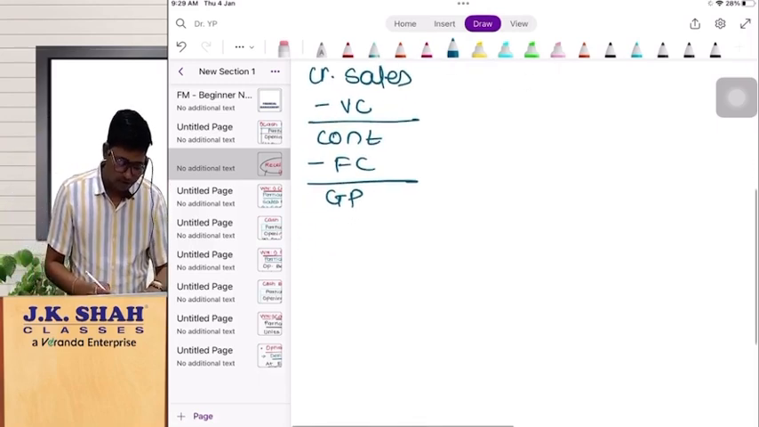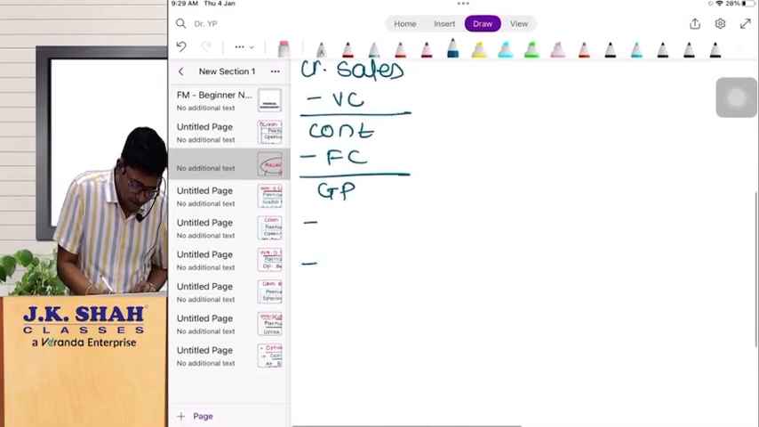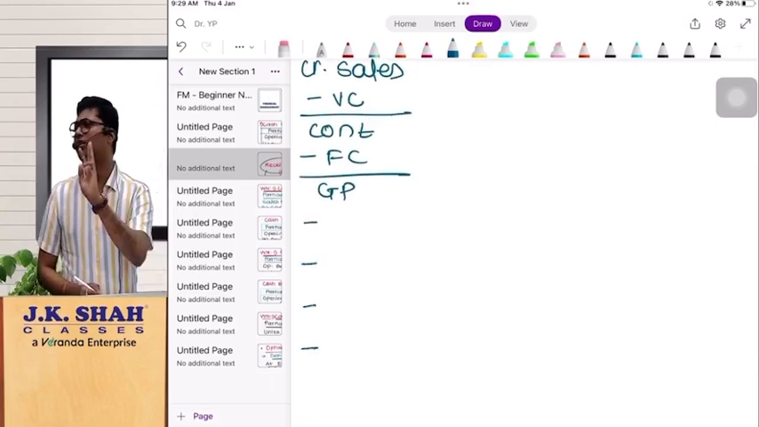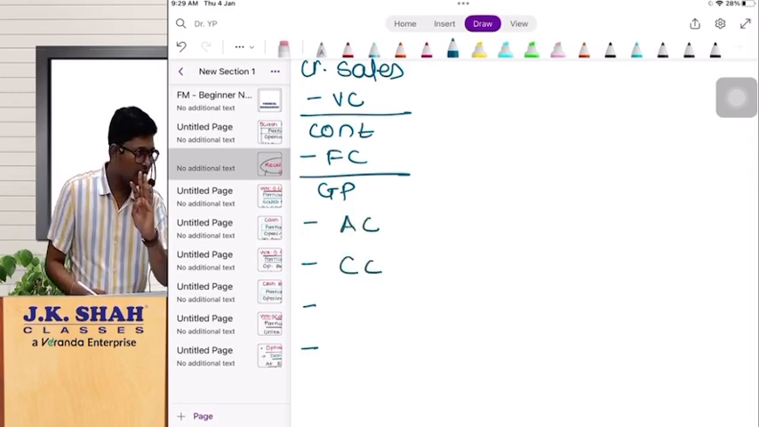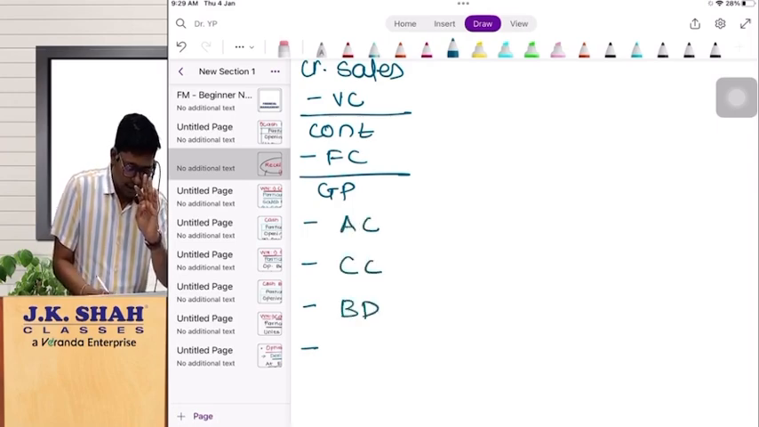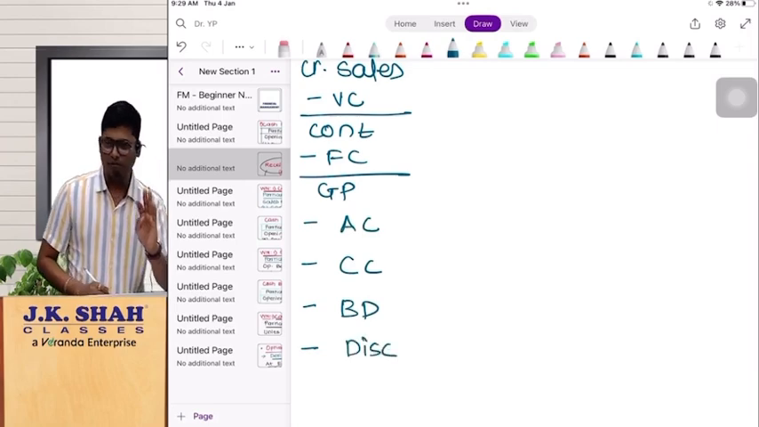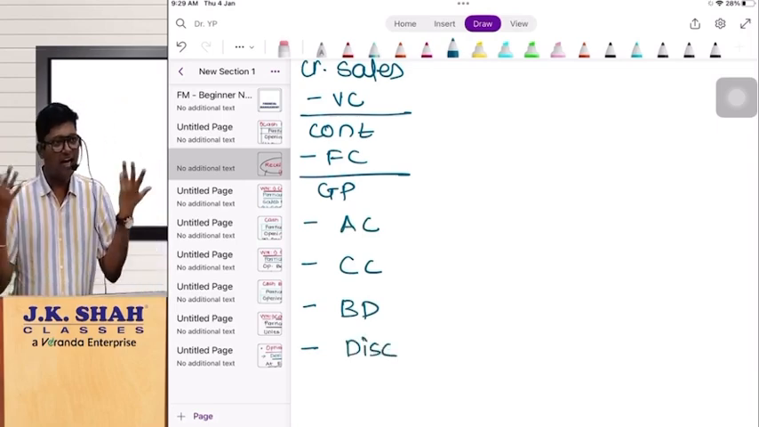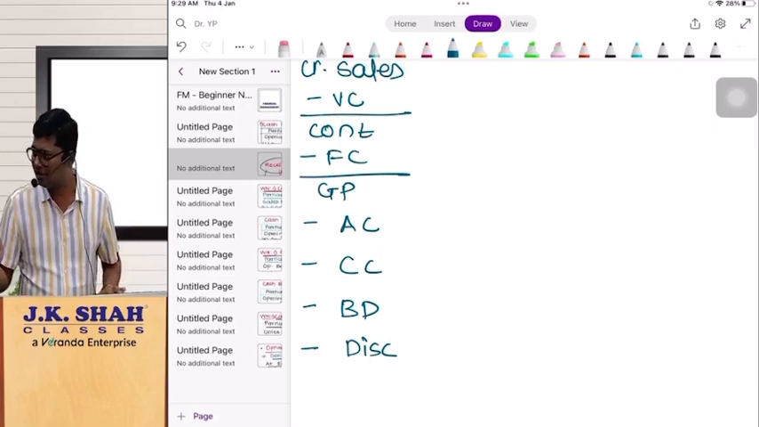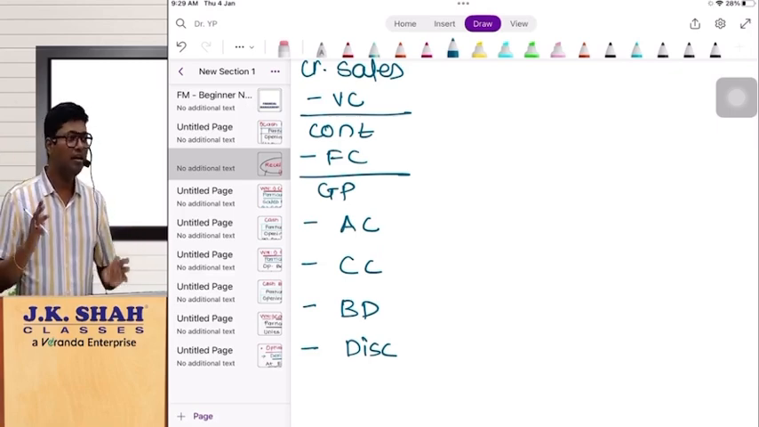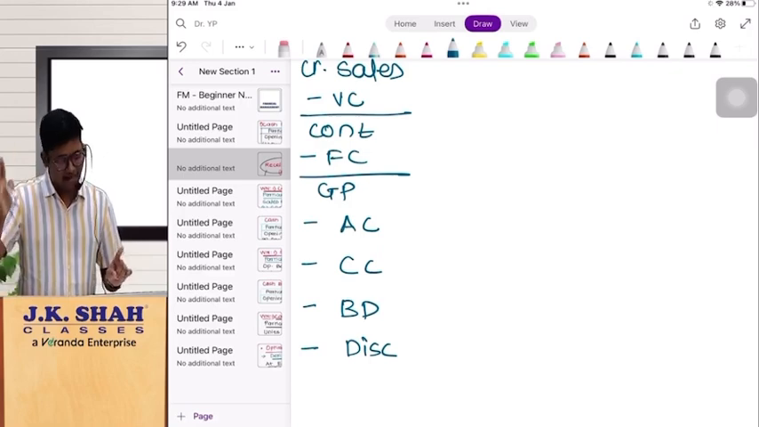From gross profit, please remember four things. First, you should deduct AC. Then you should deduct CC. Then you should deduct BD. And then you are going to deduct discount. First you should remember this entire stuff: first is AC, second is CC, then BD, and the last one is discount.